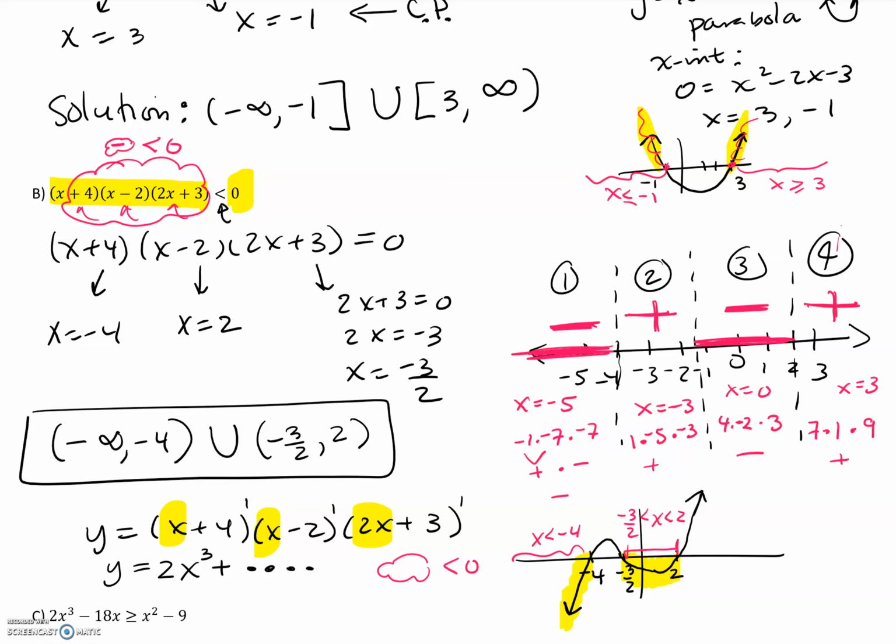Which is exactly what we got when we looked at the real line. The solution was to the left of negative 4 and between negative 3 halves and 2. So basically, visually on the graph, all I'm looking at is, when does my graph dip below the x-axis and make the y values negative? Those negative y values happen when x is between negative infinity and negative 4. And they also happen when x is between negative 3 halves and 2. So whether you're looking at the 2D version of the graph on your TI or by hand, or whether you're looking at testing the real line, you're going to get the same solution for that inequality.